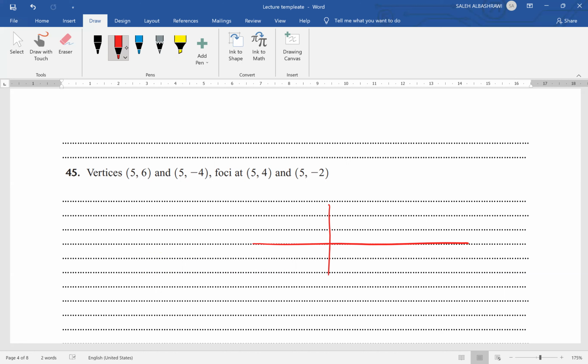We are given (5, 6) as one of the vertices. So let's say this is 5 and 6, just a draft. And the other one is (5, minus 4). So this is V1 and this is V2. So it is very clear that this one is vertical.